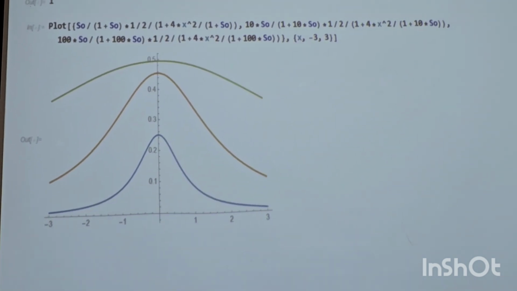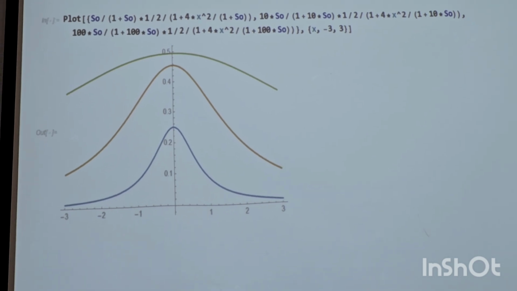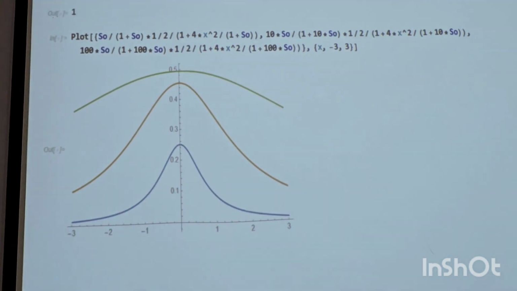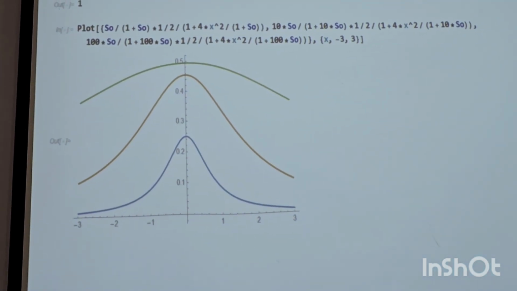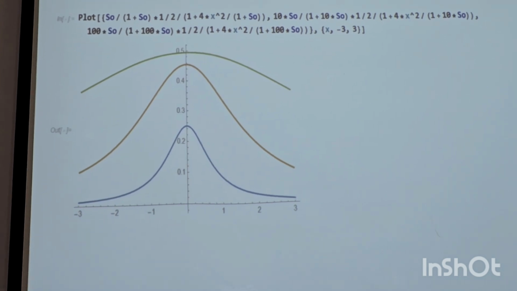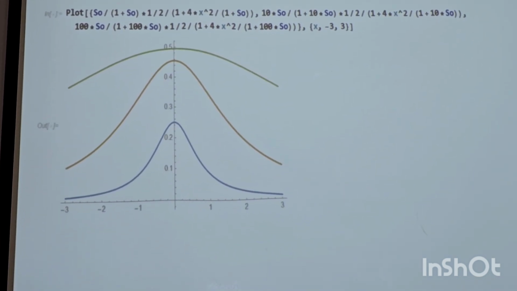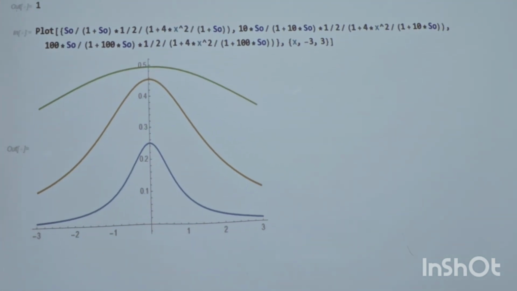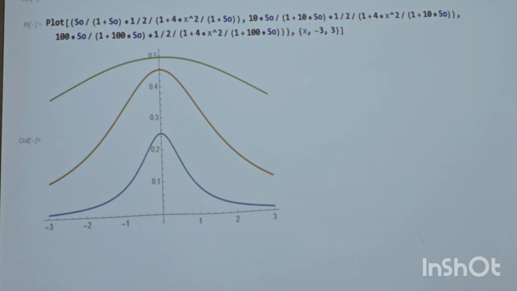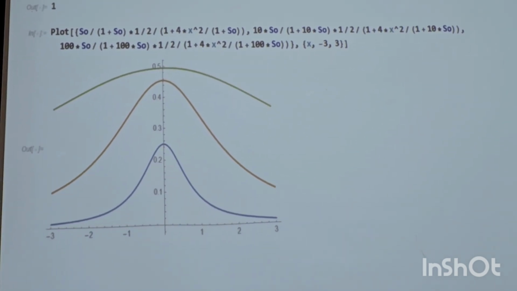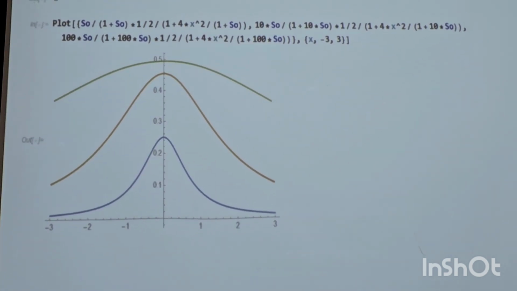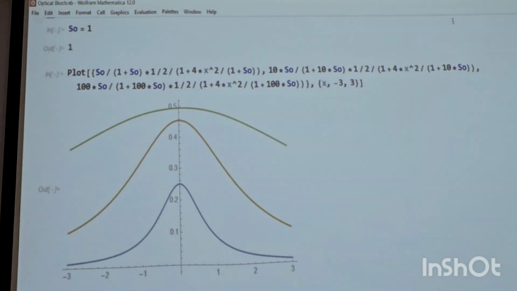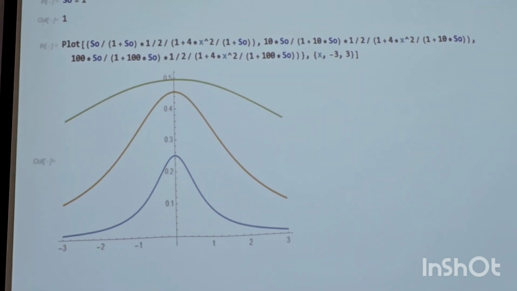And you observe that the photon scattering rate is higher when the incident intensity is higher. More light shines onto the system, more photons are scattered. That's the green curve at the top. That has 100 units of S naught. The middle brown curve has 10 units of S naught. And the blue curve is just 1 unit of S naught. And this is the detuning frequency. So you move further away from the resonance frequency, no photons are scattered.